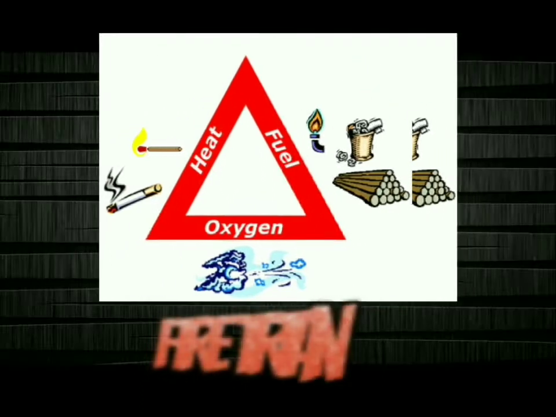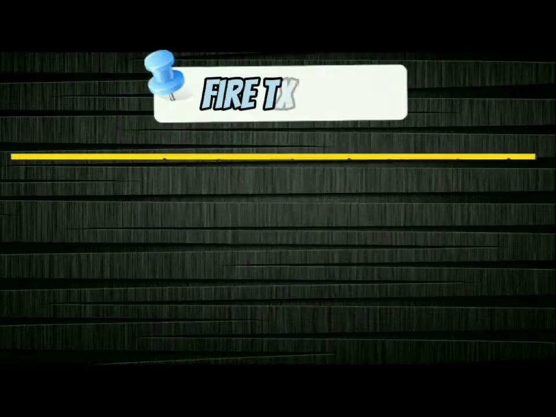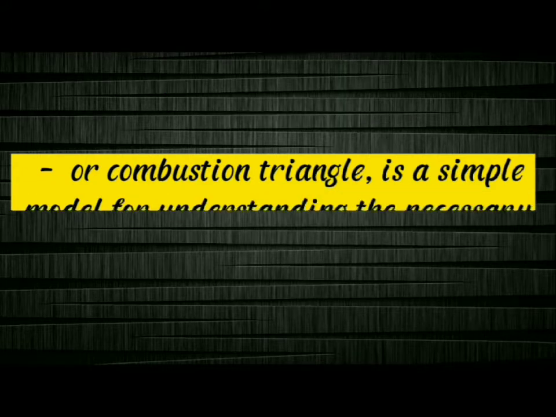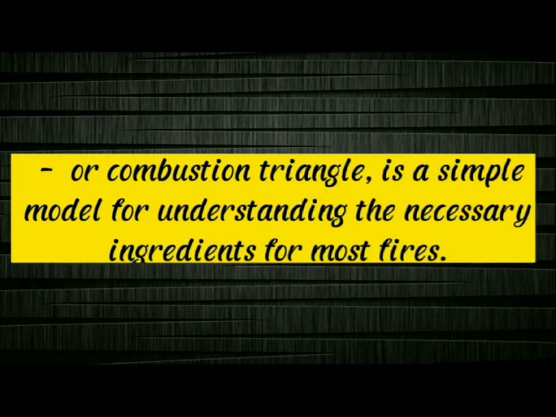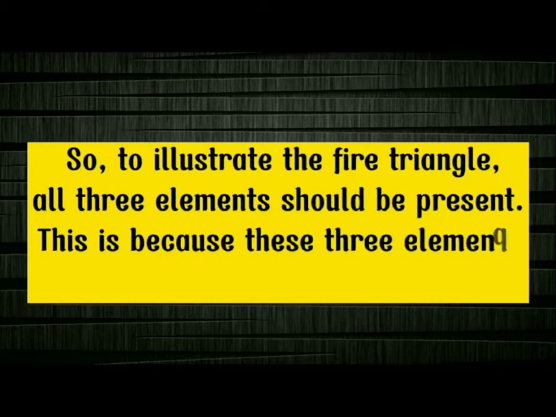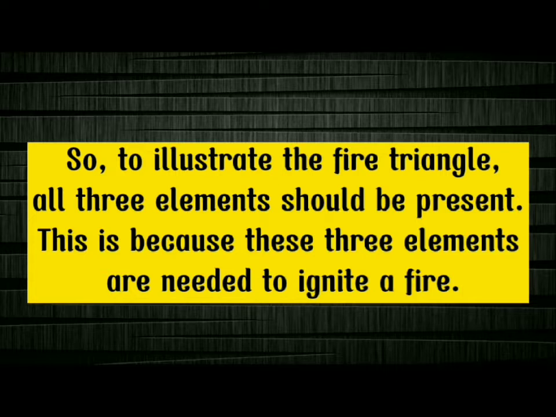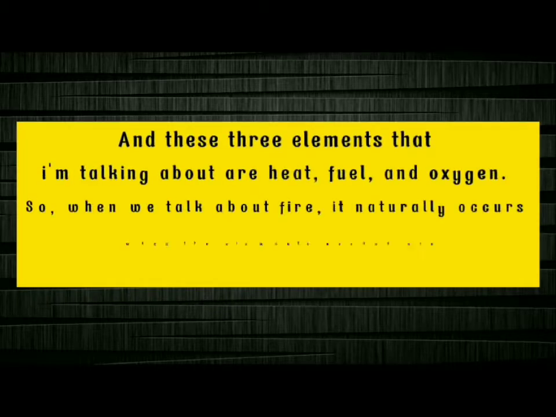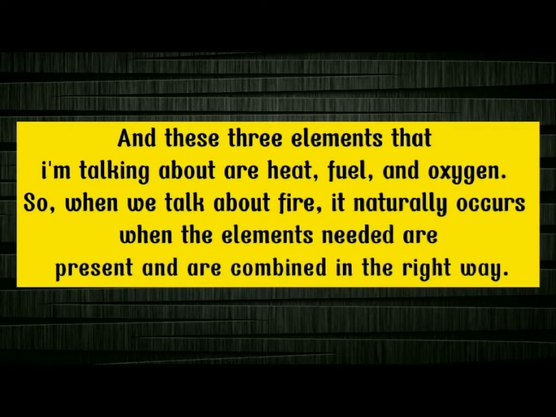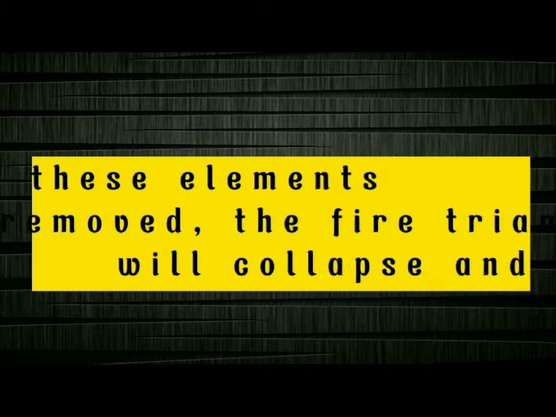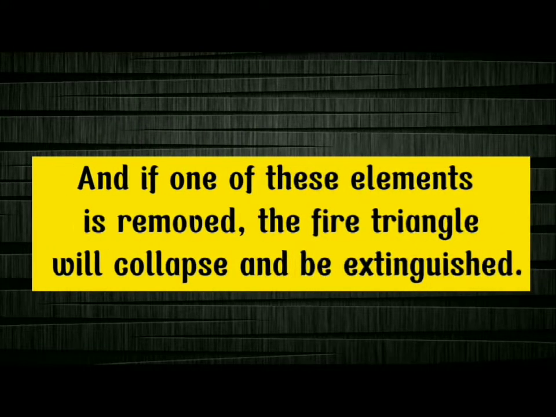When we talk about the fire triangle, the fire triangle or combustion triangle is a simple model for understanding the necessary ingredients for most fires. To illustrate the fire triangle, all three elements should be present, because these three elements are needed to ignite a fire. These three elements are heat, fuel, and oxygen. Fire naturally occurs when the needed elements are present and combined in the right way. If one of these elements is removed, the fire triangle will collapse and the fire will be extinguished.